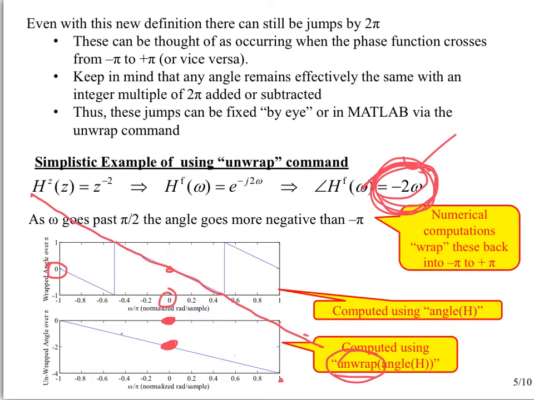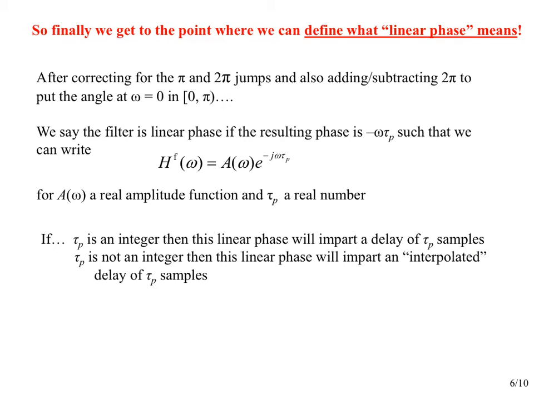So we usually let our mind or our eye fix the pi jumps, but we can certainly fix the 2 pi jumps with the unwrap command. Okay, so let's go on to the next slide here. And so now we can finally get to the point where we can define what we mean by linear phase.